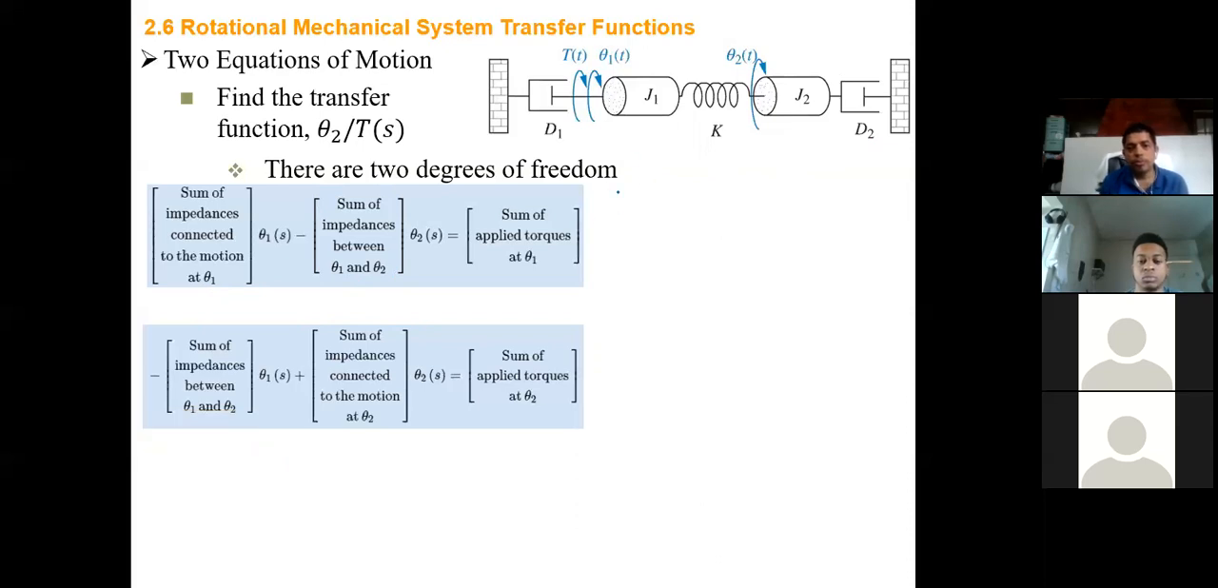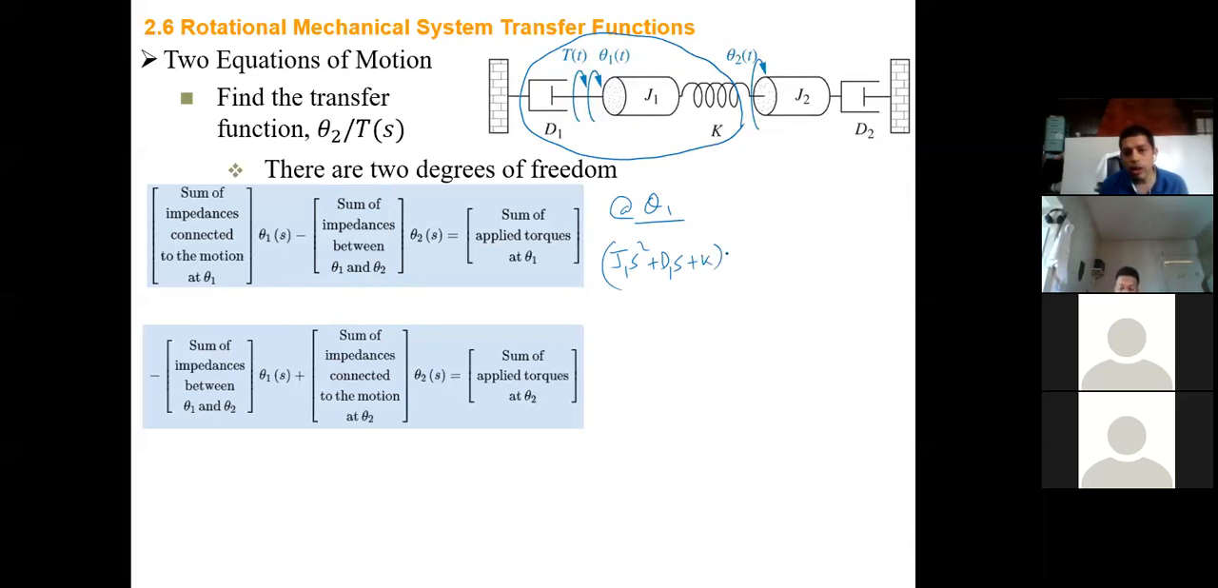So, okay, let's do theta 1 again. So here. Give me the equation here for theta 1. At theta 1, what is the equation? Who can help me here now? Anybody? Would it be J S squared plus D S plus K, all within parentheses, with theta 1?